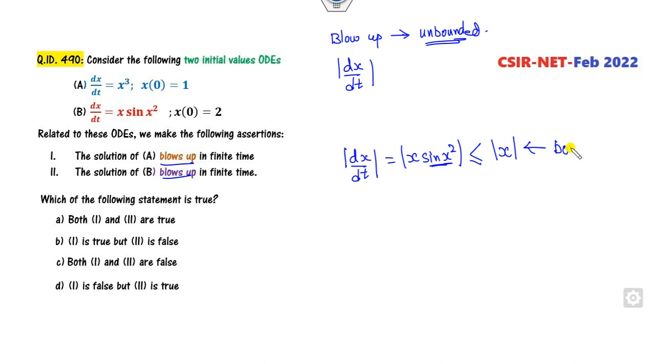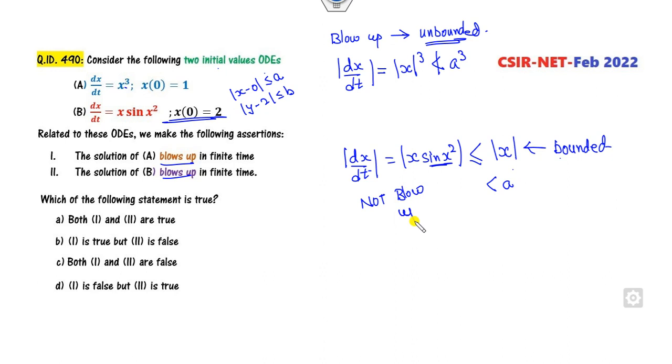So that means it gives you a bounded solution around this interval, because if you take the initial value problem, I can write mod y minus 2 is less than b. On the other hand, this is my x cube, which cannot be bounded by a cube, because the less than sign is not there. But here with mod x, I can write this number as less than a for any neighborhood of 0. So it means this is bounded. So it is not blow up. This second is not blow up. This is my unbounded one. So yes, this is blow up.